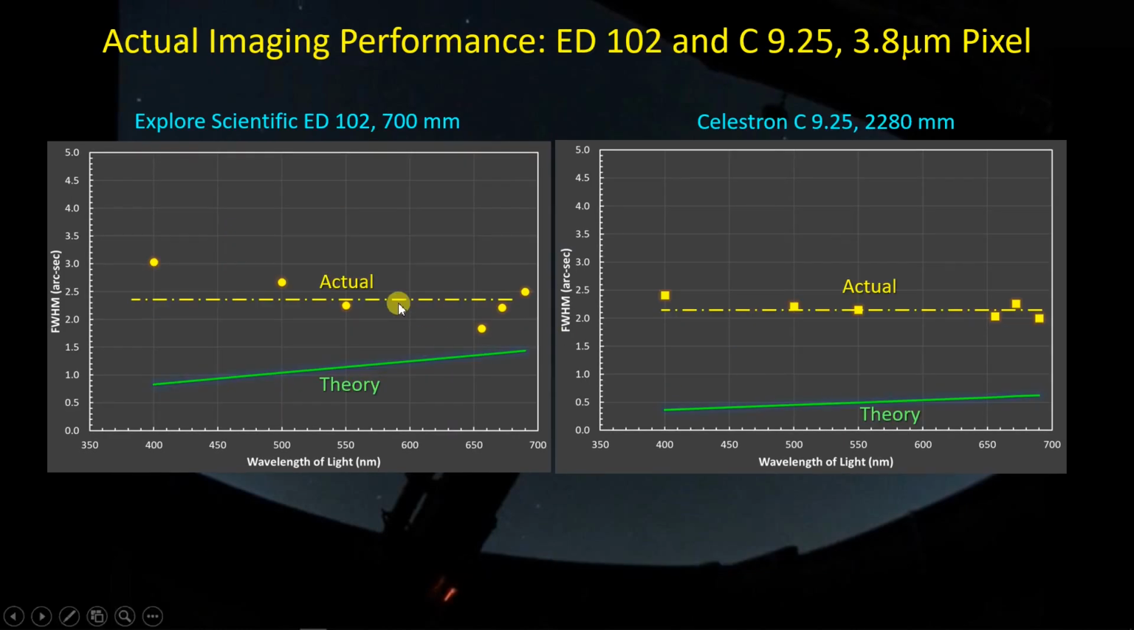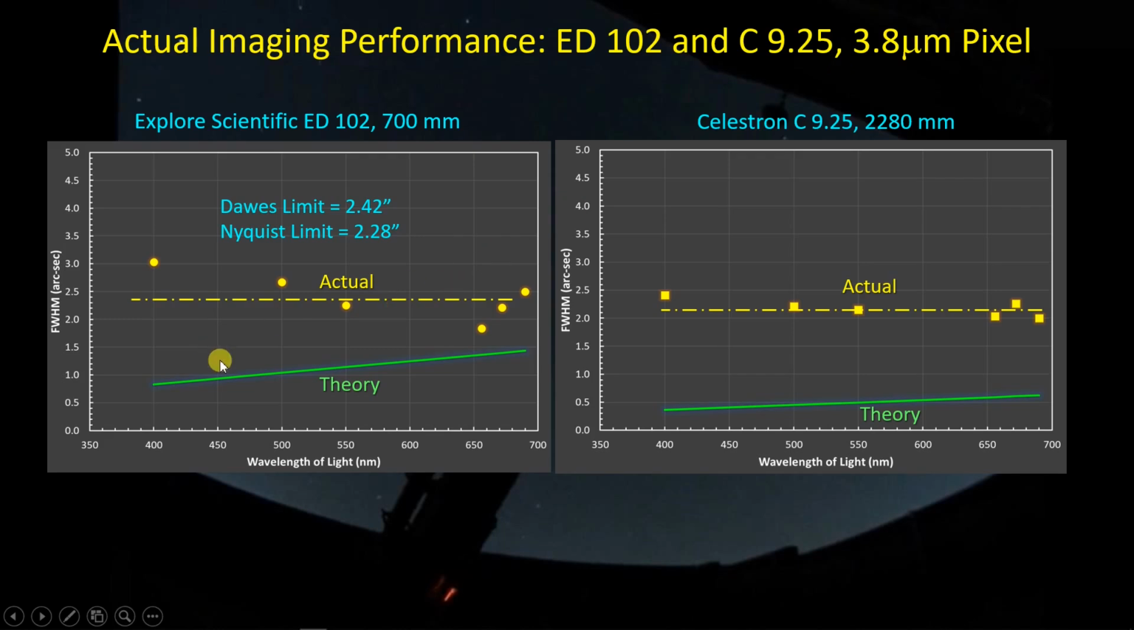The ED102, I'm getting pretty good performance here, coming in around 2.4 arc seconds. And for the C925, I'm getting about 2.1 arc seconds for full width at half maximum. Now, the Dawes limit here is 2.42 based on my actual performance, and the Nyquist limit is 2.28 using the 3.8 micron pixel size.